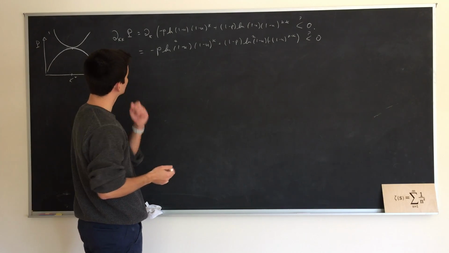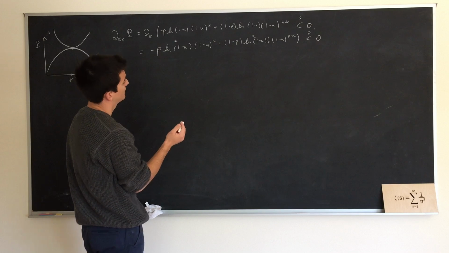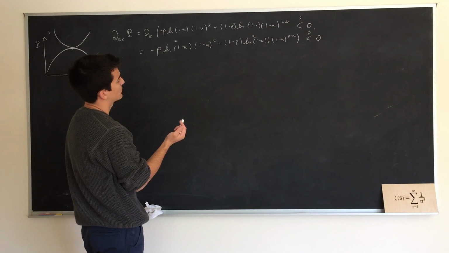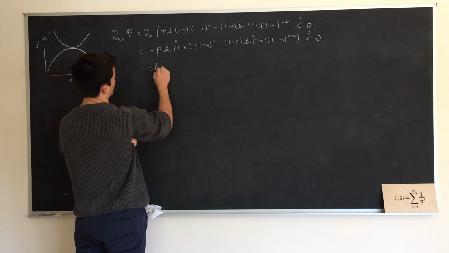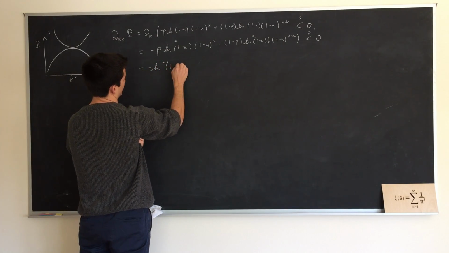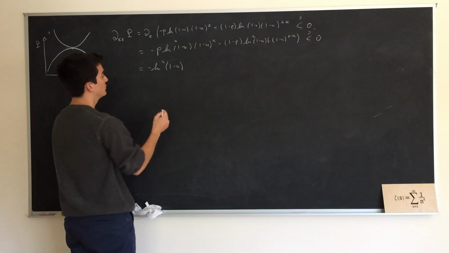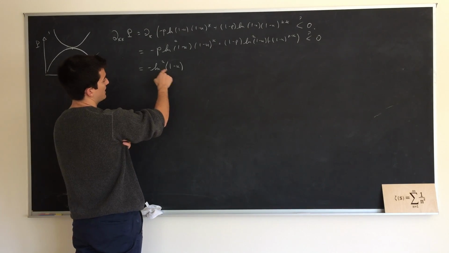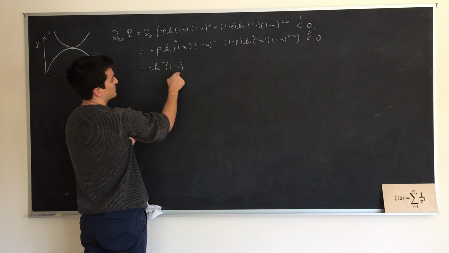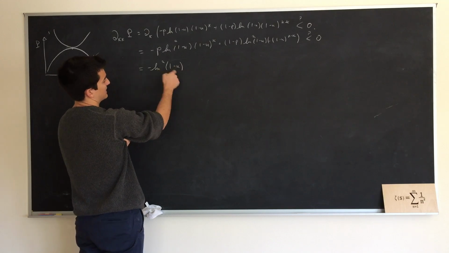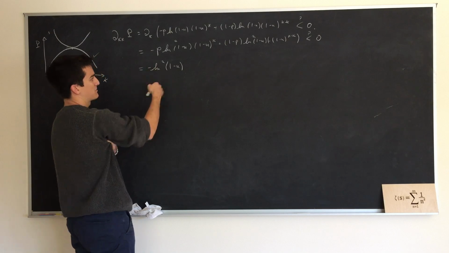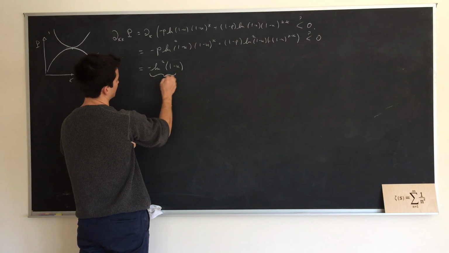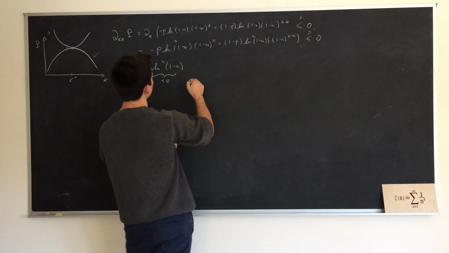Okay, so now we have a common factor of negative ln squared 1 minus u. Pull that up front. And remember we said u is strictly between 0 and 1. That means the natural log of 1 minus u is negative, but a negative number squared is positive, and a negative times a positive number is negative. So this whole thing is less than 0.